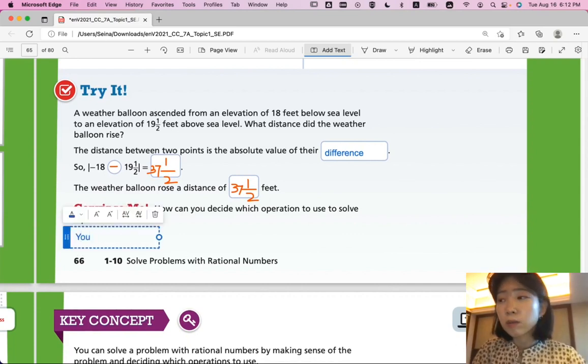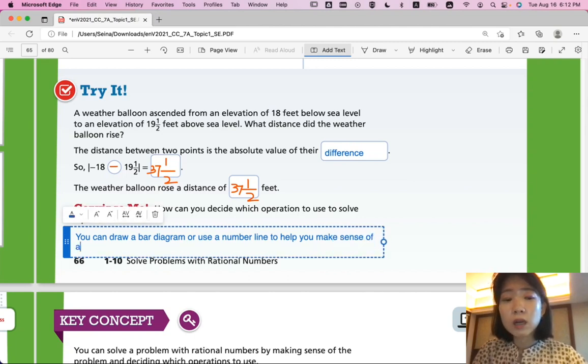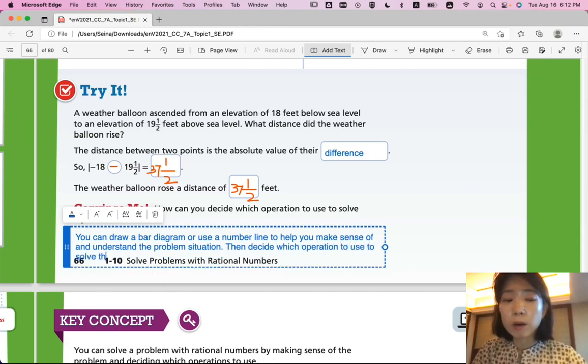So make sure you know you have these options. Draw a bar diagram or use a number line to help you make sense of and understand the problem situation. Then decide which operation to use to solve the problem. Okay?